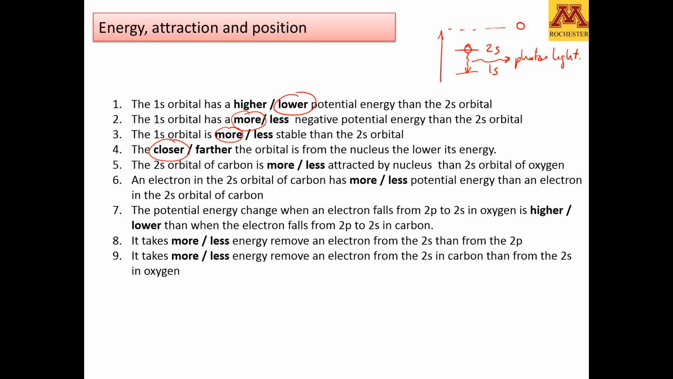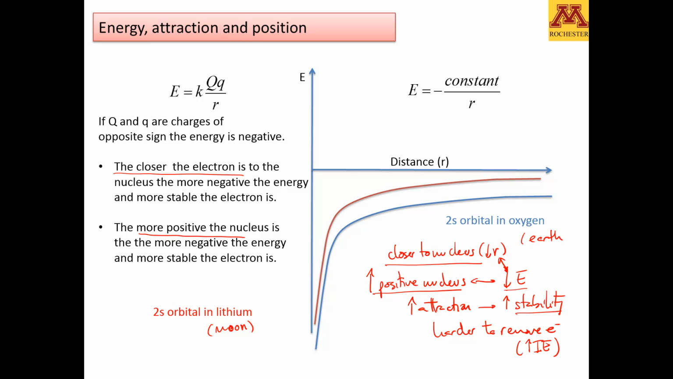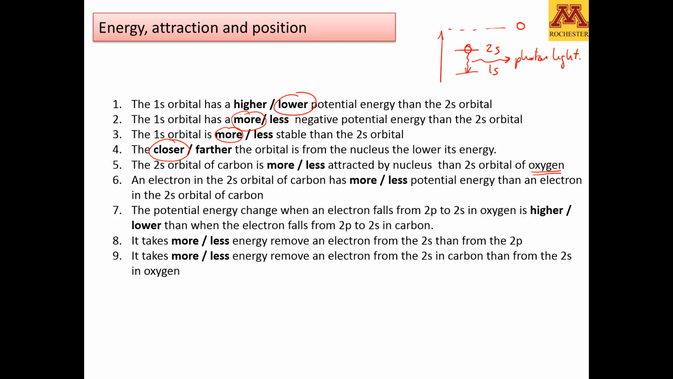Now, is the 2s orbital of carbon more or less attracted by the nucleus than the 2s of oxygen? Well, oxygen has a more positive nucleus. So because this has a more positive nucleus, it'll be attracted more. Let's remember here, the more positive the nucleus, the lower the energy, the higher the attraction, the higher the stability, the more difficult it will be to remove it. So the 2s of carbon will be less attracted by the nucleus because the charge is smaller. Carbon has a +6 charge in the nucleus, oxygen has +8, it has 8 protons.